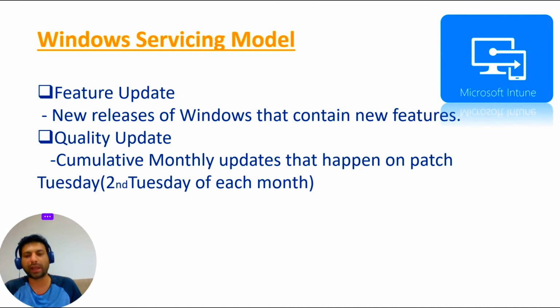Feature updates are released usually a couple of times a year and they are very large updates. So the thing you want to remember about feature updates is that they are very large. It's essentially like a whole Windows operating system that's being deployed out. And when you deploy feature updates, it's essentially like doing an in-place upgrade from an older version of the operating system to a newer version of the operating system.